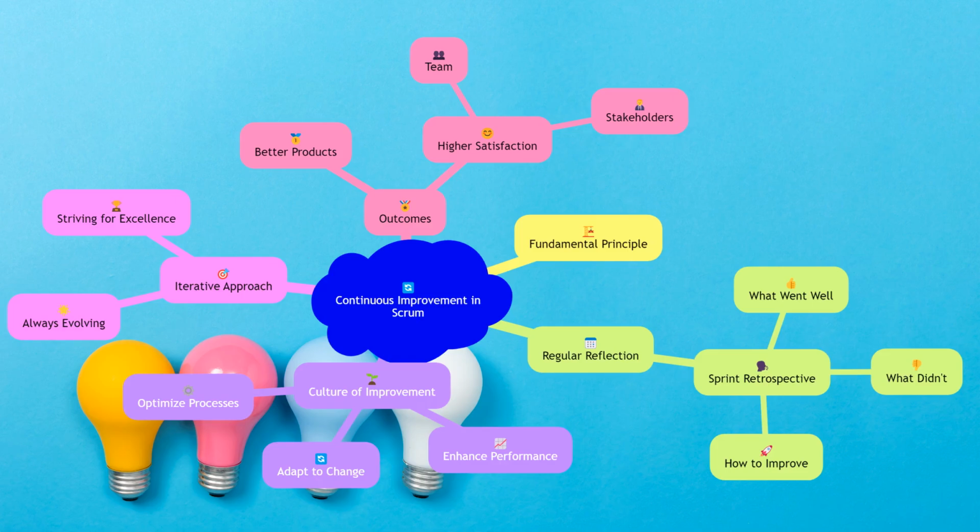Continuous improvement is a fundamental principle of Scrum. The framework encourages teams to regularly reflect on their work and identify areas for enhancement. This is achieved through events like the Sprint Retrospective, where the team discusses what went well, what didn't, and how they can improve. By fostering a culture of continuous improvement, Scrum teams can adapt to changing circumstances, optimize their processes, and enhance their performance over time.